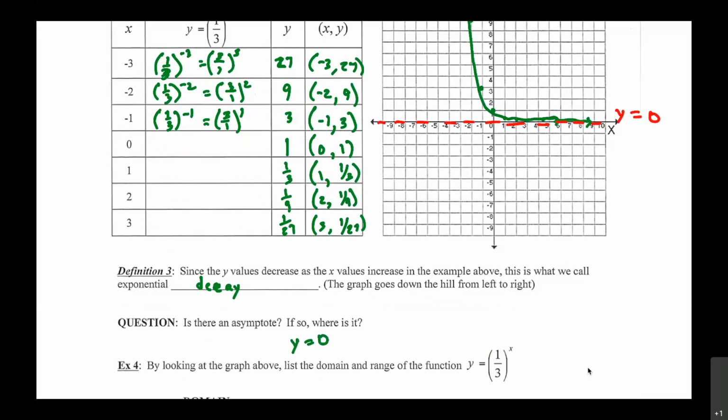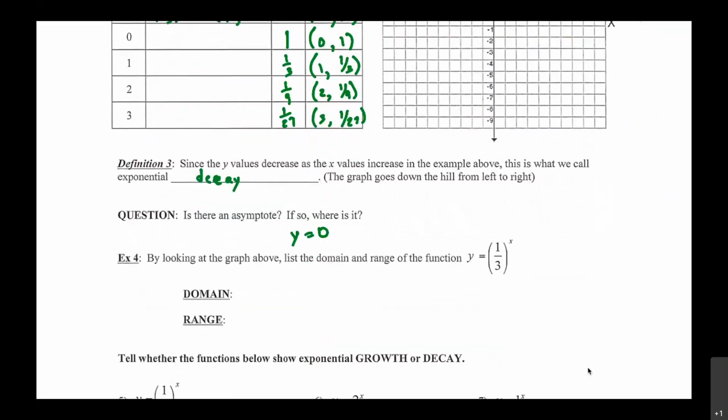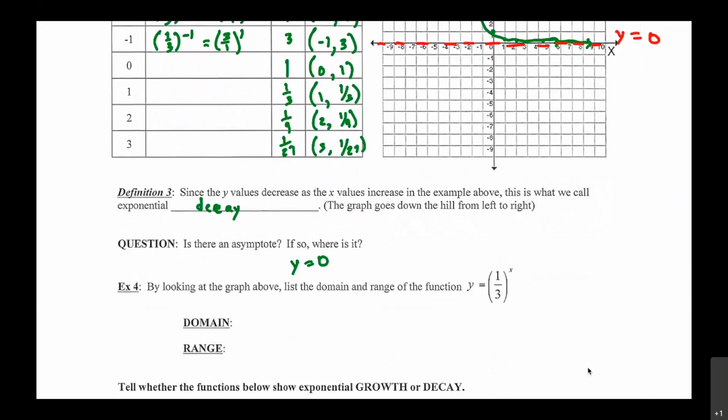And then by looking at the graph above again, what's the domain? That one's all real numbers again. I can take 1/3 and raise it to any power I want. What's the range?